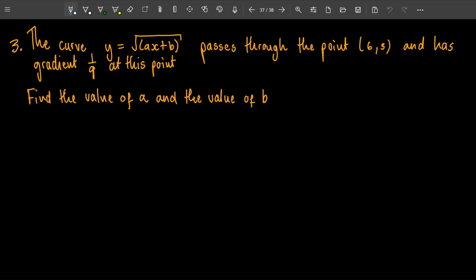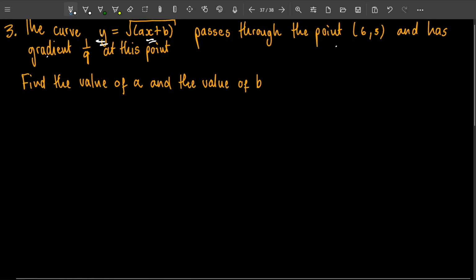They said the curve here passes through the point and has the gradient at this point. Find the value of A and B. So whenever I have a point where the curve is passing, I can put those values in my Y and in my X position, and I can find any constant that's missing. So I have this point, 6, 3.